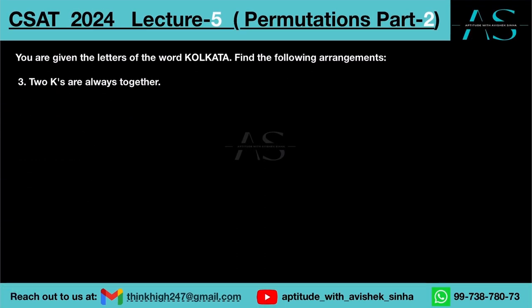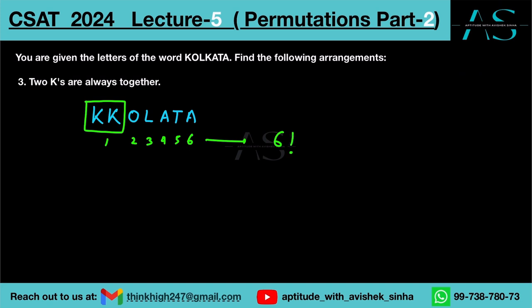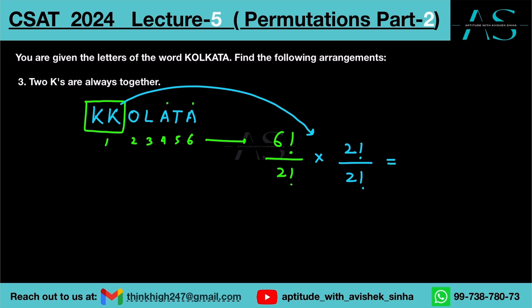You are given the letters of the word Kolkata. Again, Kolkata. 2 K's are always together. Okay. So K and K are always together. Olata. The K's are always together. 1, 2, 3, 4, 5, 6. 6 factorial. The box is taken as a single unit, but A is repeating 2 times. So 2 factorial. Now you tend to look at the box. How many elements are there in the box? 2 elements are there in the box and 2 are repeating. The answer is simply 6 factorial upon 2. 6 factorial is 720. 720 upon 2 is 360.